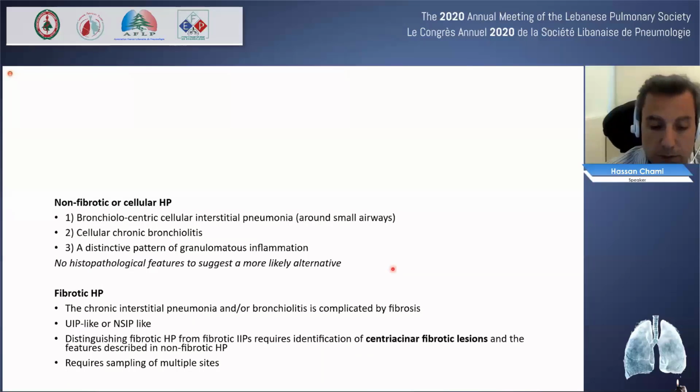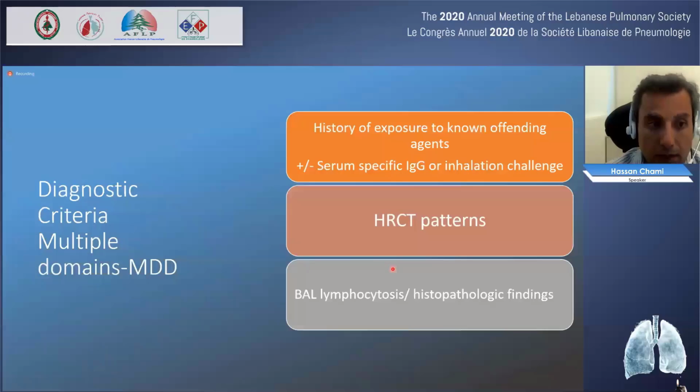So because you could biopsy one area and find findings suggestive of UIP, but maybe if you sample areas that still have some inflammatory ground glass on imaging, then you would see features more typical of what you would think would be cellular or HP in general.